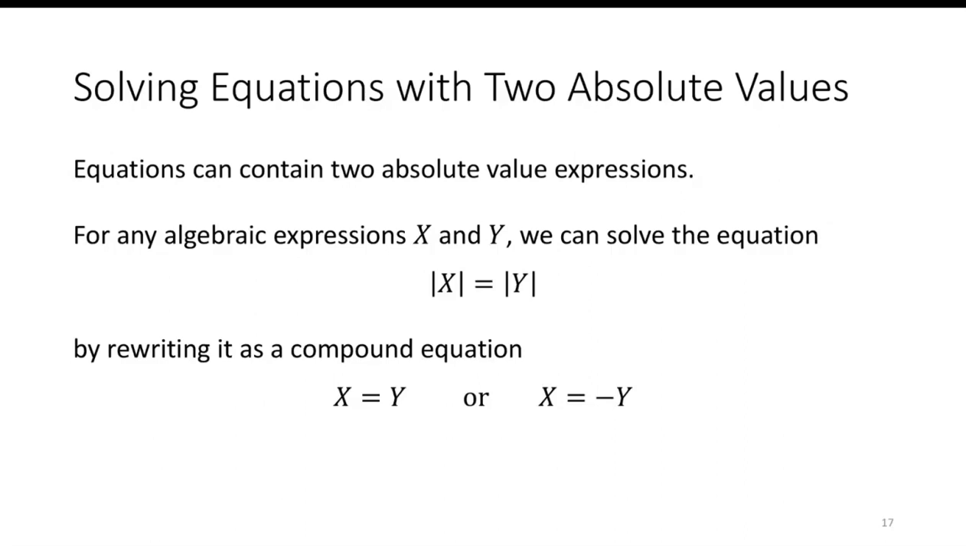Some absolute value equations have two absolute value expressions in them. So when you have something in the form of absolute value of x equal to the absolute value of y, you can rewrite it as a compound equation where x equals y or x equals negative y. Or you can make the x positive and negative, just that one of them is positive, one of them changes sign. So we can have x equals positive y, x equals negative y, or y equals positive x, y equals negative x. Either way.